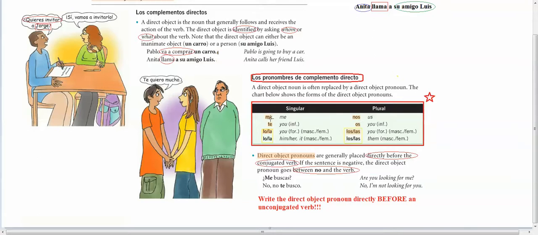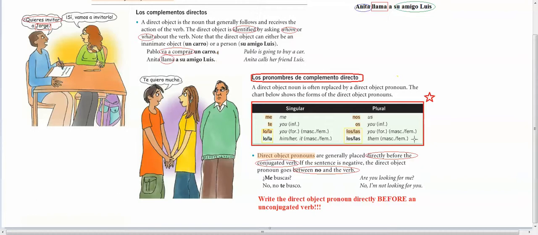Okay. If you look down here, these are the direct object pronouns. We've got me, me; te, you; lo and la, you, or it can also be him, her, it. Nos is us, os is you, los and las can be you or them.